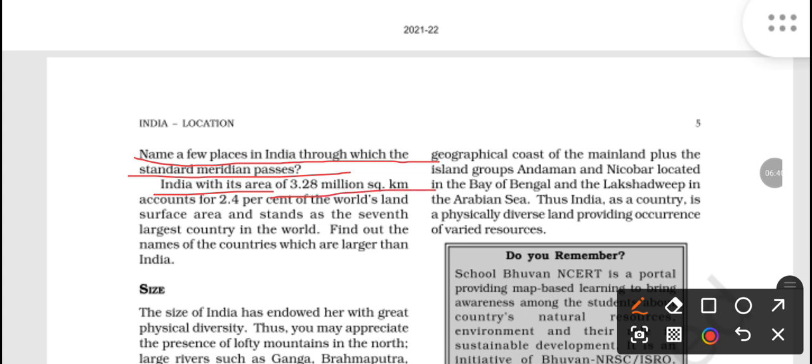India, with its area of 3.28 million square kilometers, accounts for 2.4% of the world's land surface area and stands as the seventh largest country in the world. Find out the names of the countries which are larger than India.